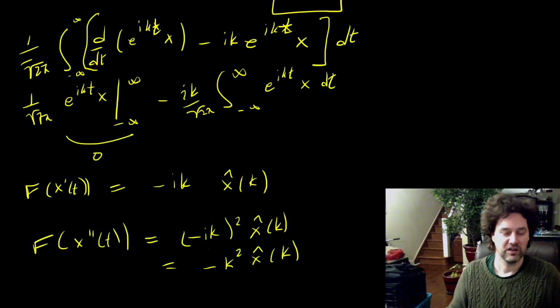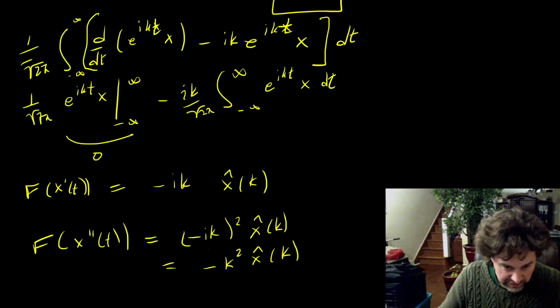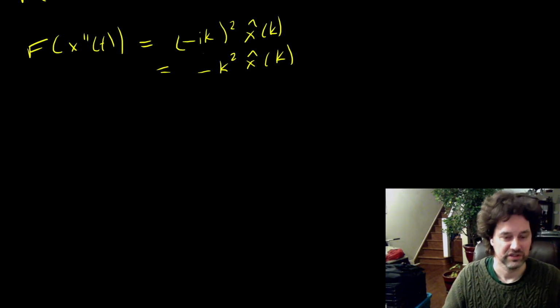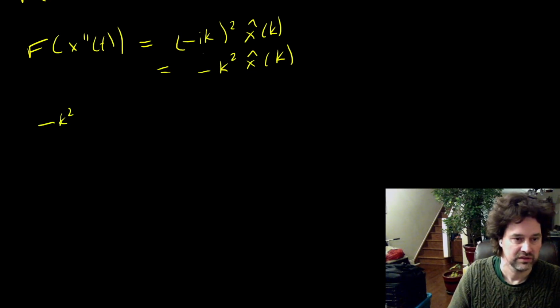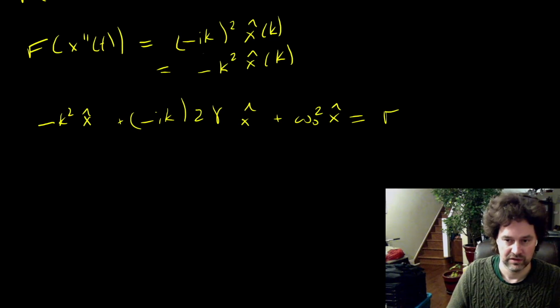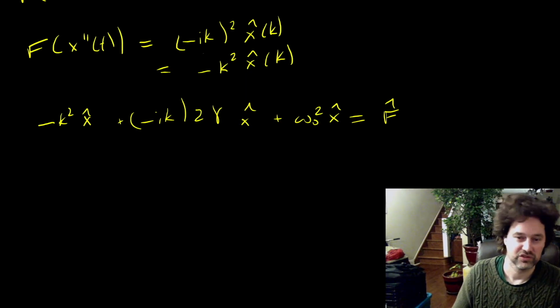Now we can go and plug this all back into our differential equation, and we're almost at a partway point for the Green's function that we want to evaluate. So remember that we will have here minus k squared times x hat plus minus ik times 2 gamma x hat plus omega naught squared x hat equals f hat. We have x hat, x hat, x hat. We can solve for x hat.